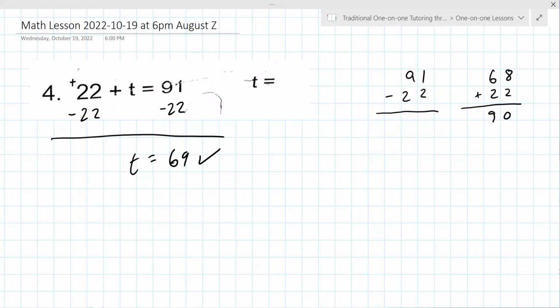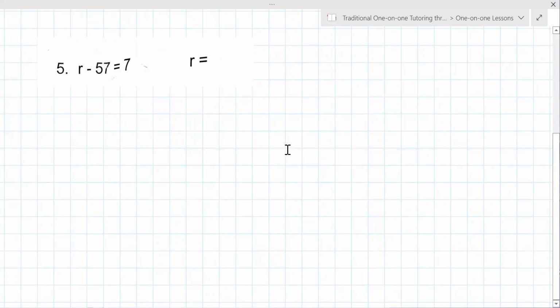Okay, let's try another one here. So your instructor mixed in adding and subtracting problems. We were always doing them sort of separately, but you do need to be able to synthesize and do the mixture.